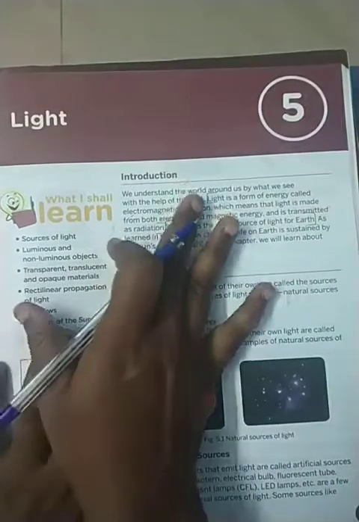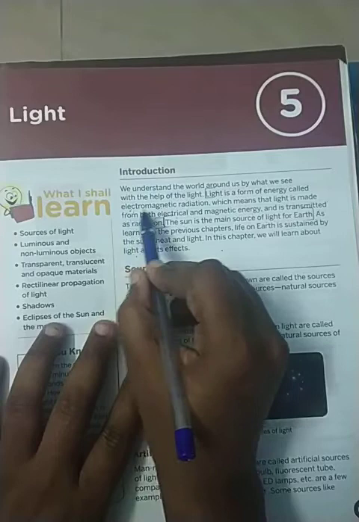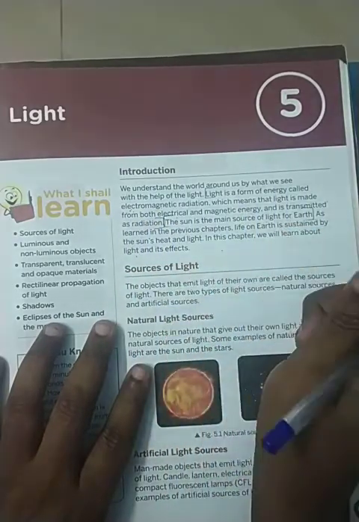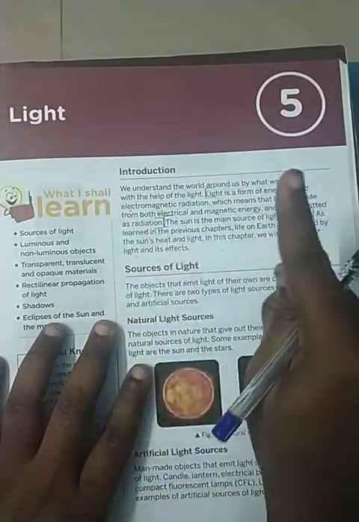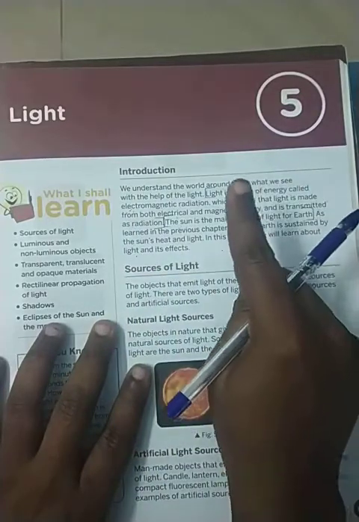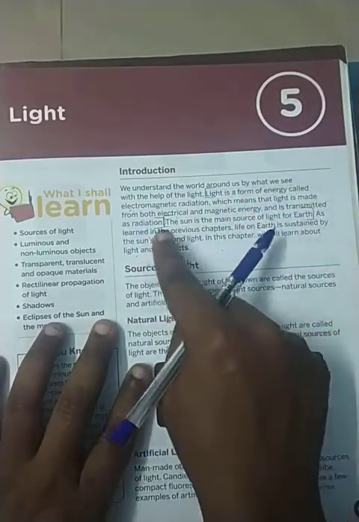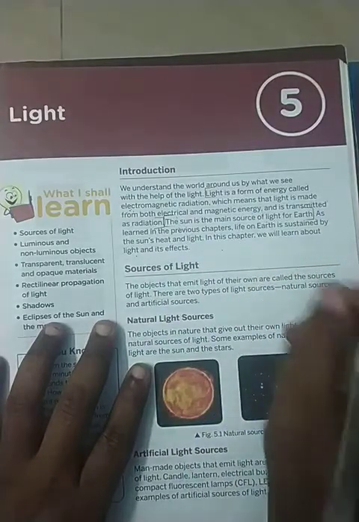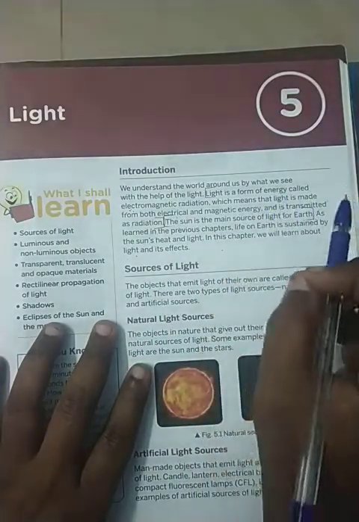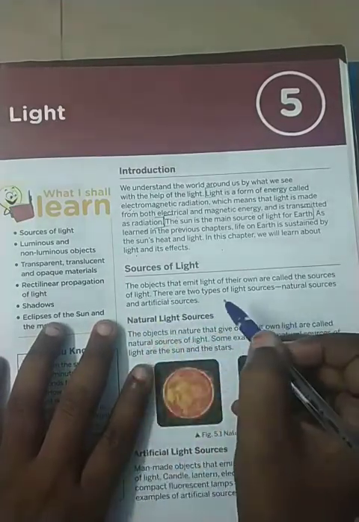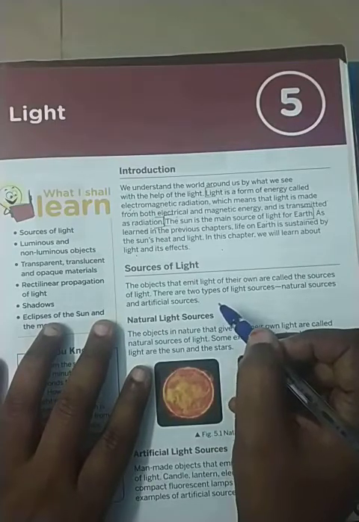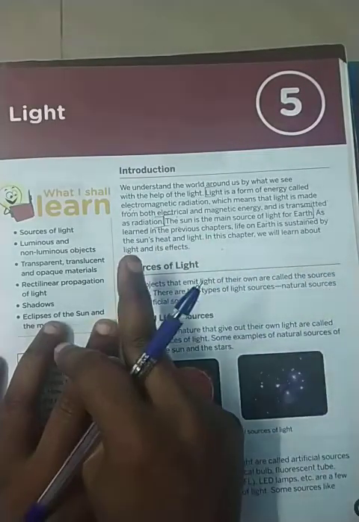Okay, so what is this? Light is a form of energy which is also called electromagnetic radiation. That is, it is electrical energy and magnetic energy together, and it is transmitted in the form of radiation. Now coming to the main source of light. Sun is the main source of light for our planet Earth. Now coming to the sources of light. What are the sources of light? We have two sources. One is the natural source, the other one is the artificial source.